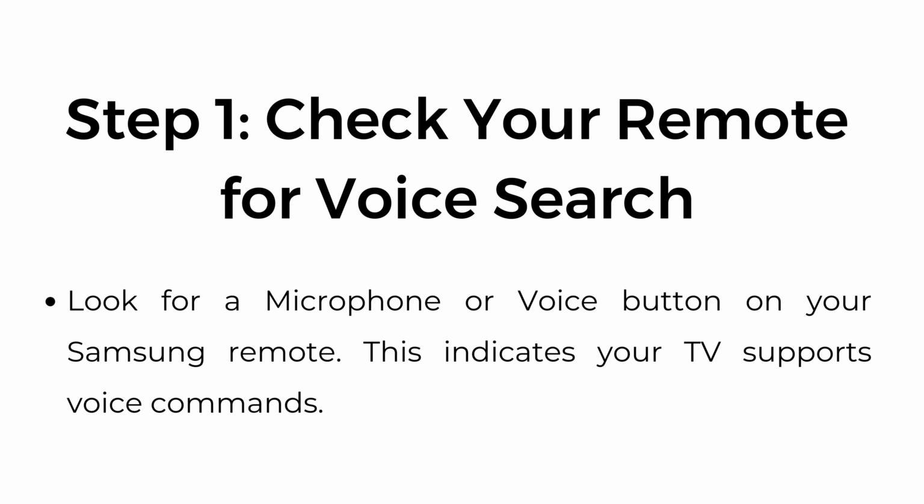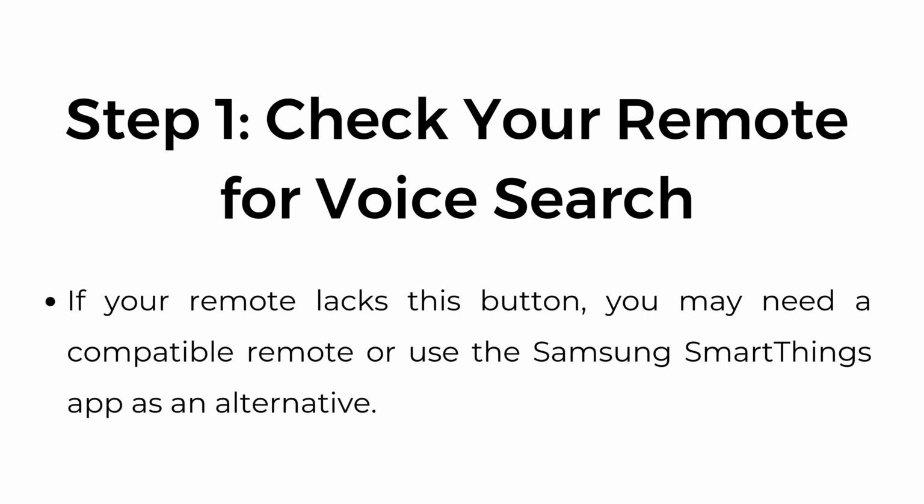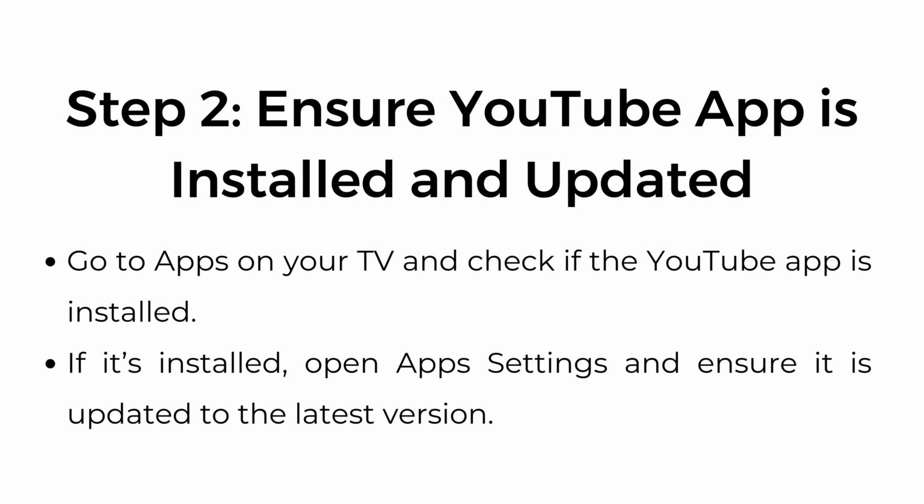Step 1. Check your remote for voice search. Look for a microphone or voice button on your Samsung remote. This indicates your TV supports voice commands. If your remote lacks this button, you may need a compatible remote or use the Samsung SmartThings app as an alternative.